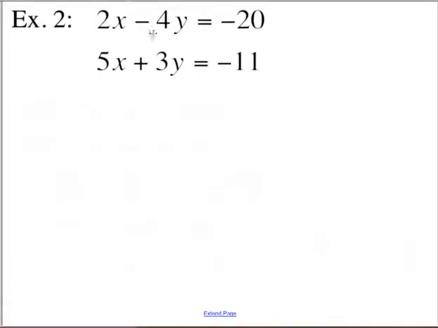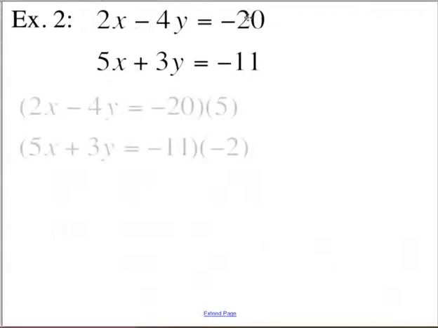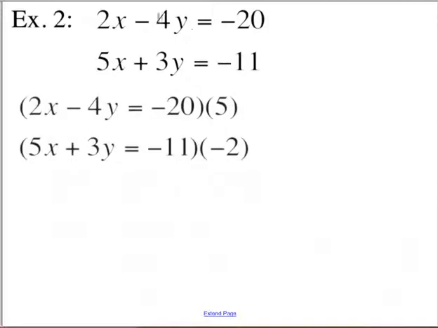Example 2, I have another system of equations where both equations are written in standard form. And so in this one, because 2 doesn't go into 5 and vice versa, and 4 doesn't go into 3, I have to multiply both equations to get it to a common multiple. And so what I did here was multiply the top equation by 5 and the second equation by negative 2 to eliminate my x's. You could have also multiplied the top by 3 and the bottom by 4 to eliminate the y's.